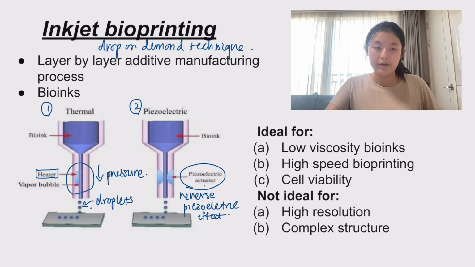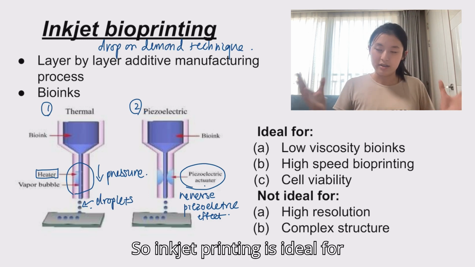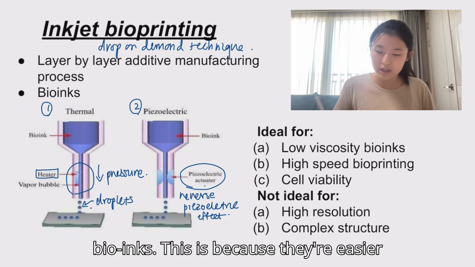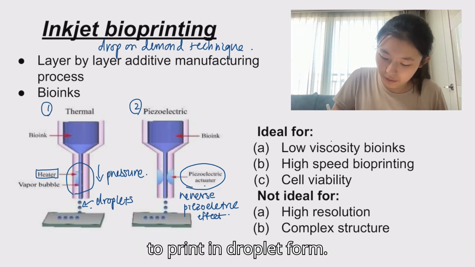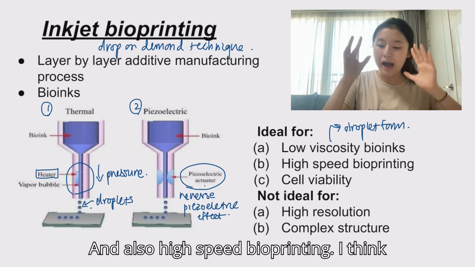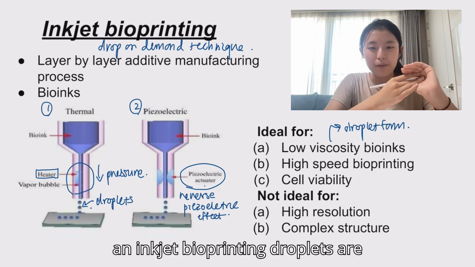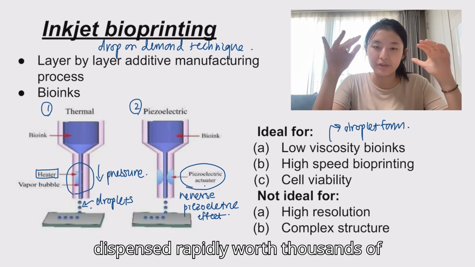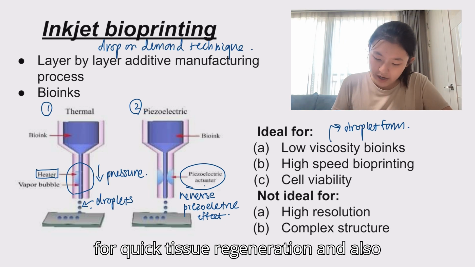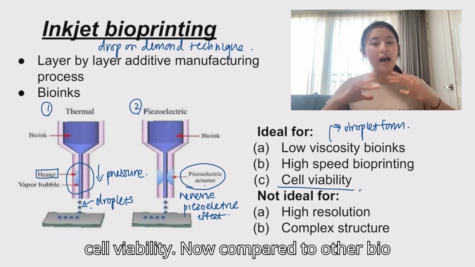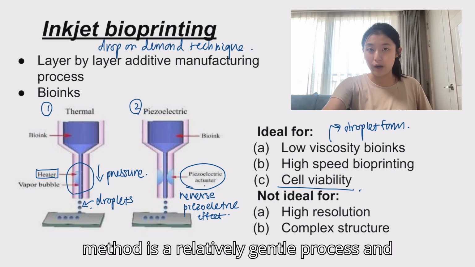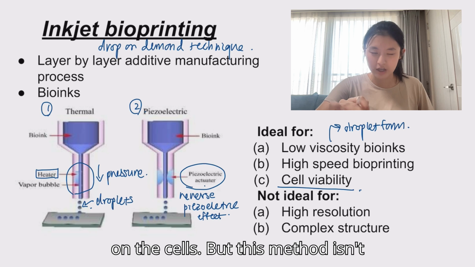Yep. So inkjet printing is ideal for three things mainly. A, low viscosity bioinks. This is because they're easier to print in droplet form. And also high-speed bioprinting. I think in inkjet bioprinting, droplets are dispensed rapidly, where thousands are fired, I think, in a few seconds, allowing for quick tissue regeneration. And also cell viability. Now, compared to other bioprinting techniques, this inkjet method is a relatively gentle process, and it doesn't really involve a lot of stress on the cells.